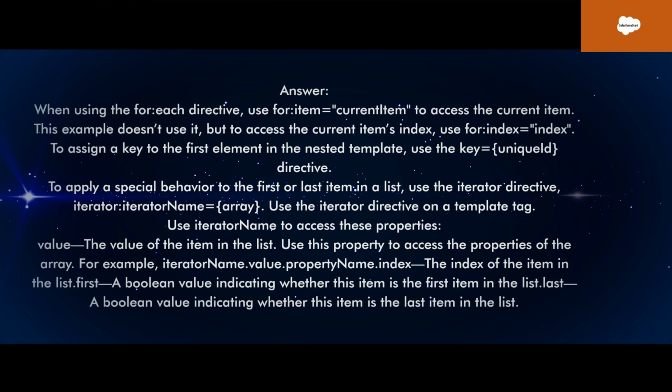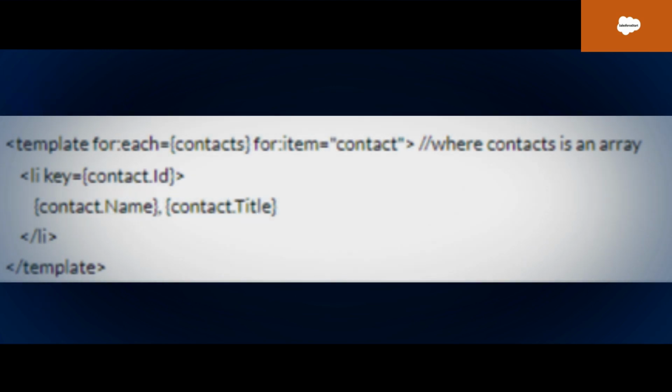Index: the index of the item in the list. First: a Boolean value indicating whether this item is the first item in the list. Last: a Boolean value indicating whether this item is the last item in the list.